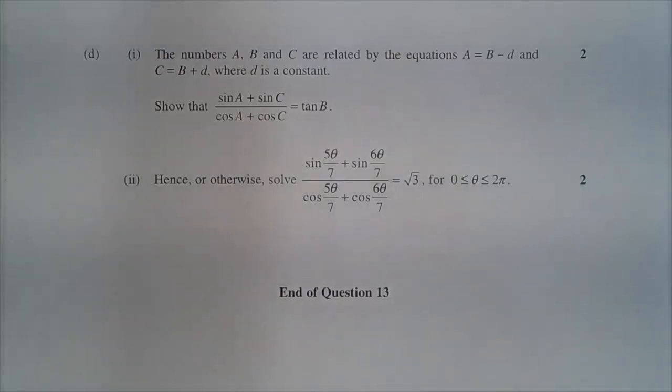Question 13D, part 1. The numbers a, b, and c are related by the equations a = b − d and c = b + d, where d is a constant. Show that (sin a + sin c)/(cos a + cos c) = tan b.